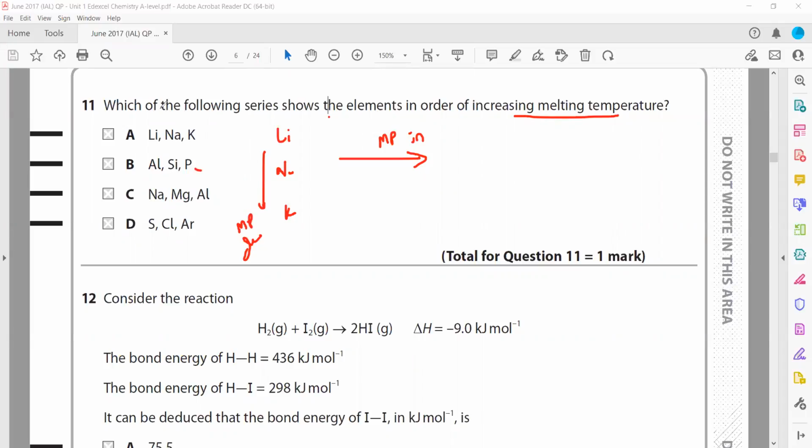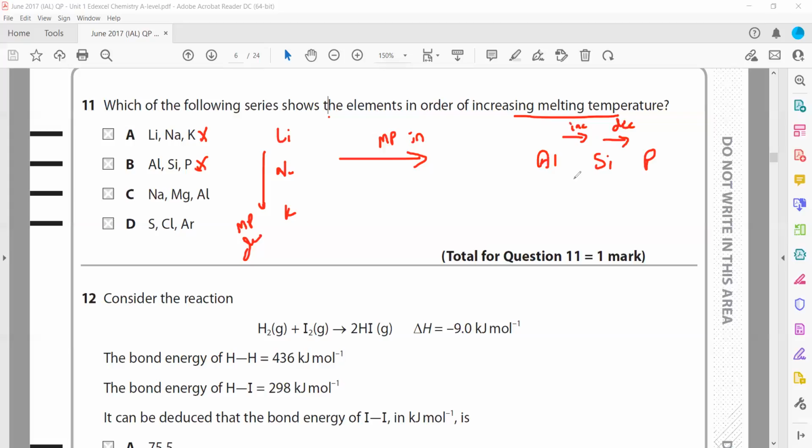So which one is it? Lithium, sodium, potassium is down the group, so that is wrong. Aluminium, silicon, phosphorus. Aluminium is group 3, then silicon group 4, which has a tendency to form long chain compounds. Then after that phosphorus. It will increase from aluminium to silicon, and then from silicon to phosphorus there are simple molecular substances, so it decreases, so it cannot be B.